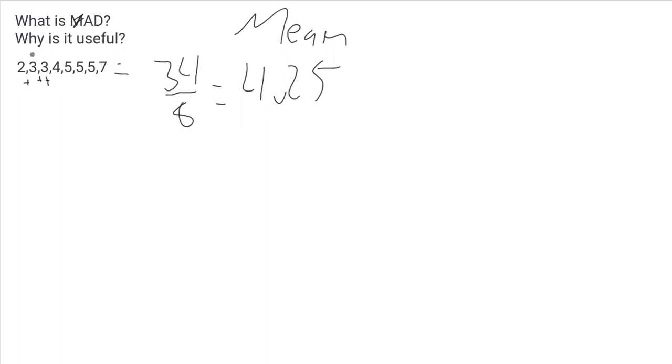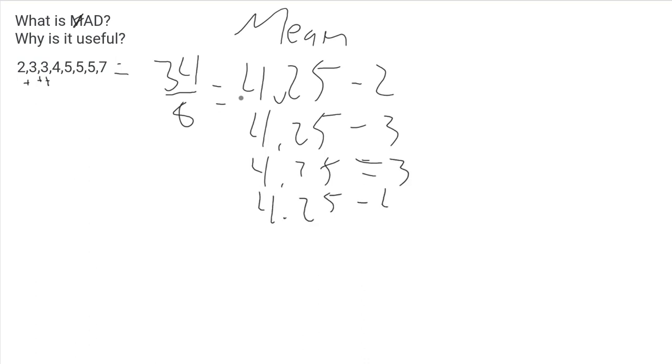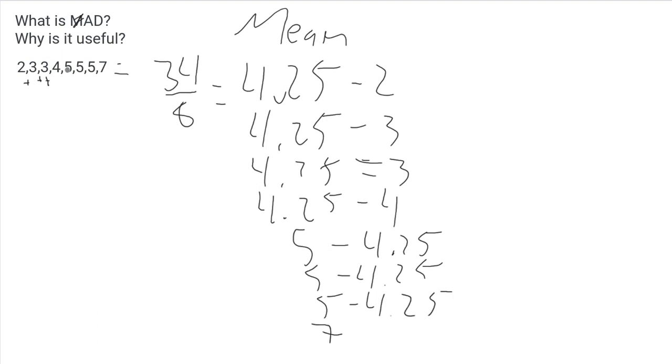Now we have to compare those to all of these. So what I'm going to do is write a list of all of the numbers in a way that I always get a positive answer. So the mean minus 2, the mean minus 3, the mean minus 3, the mean minus 4, and now I'm going to switch it up and do 5 minus the mean, so I get a positive answer each time. And then 7 minus the mean.